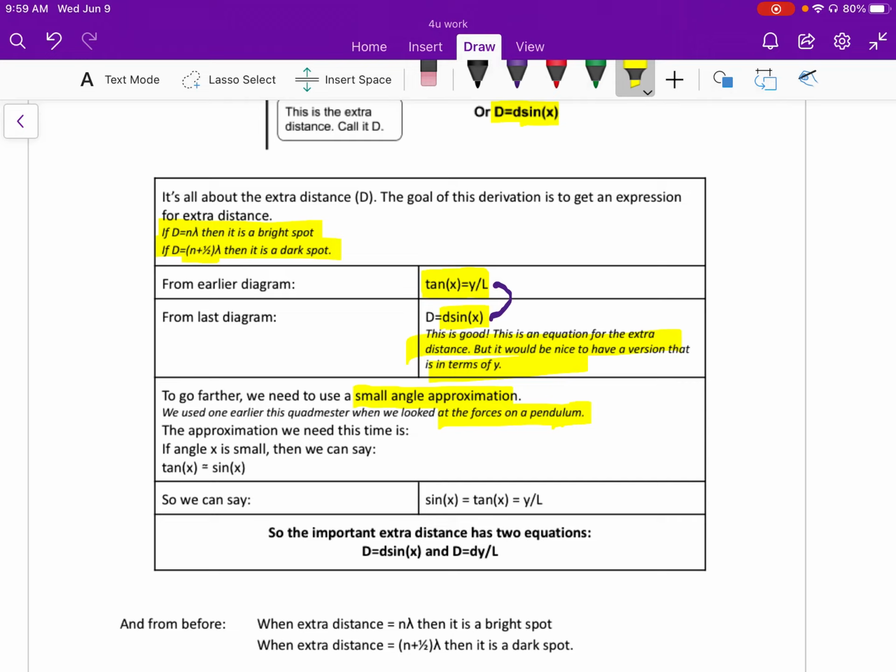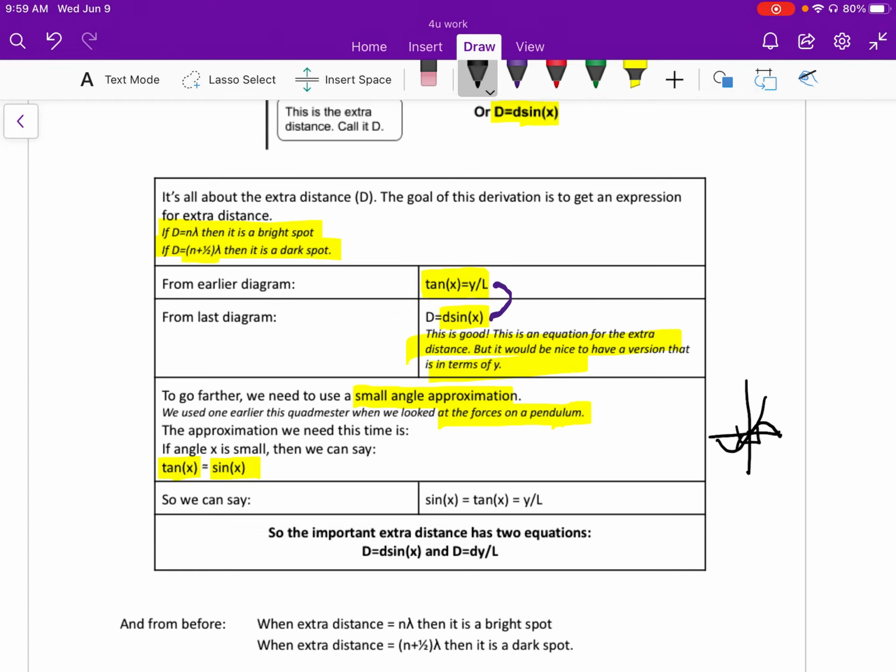If angle x is small, picture in your brain what the sine curve looks like from drawing it in math class. Then picture in your brain what the tan curve looks like from drawing it in math class. If we zoom in and only look at small angles like 0 to 5 degrees, 0 to 10 degrees, they kind of look the same. If we look at the sine graph, it kind of looks like this. If we look at the tan graph, it kind of looks like that.